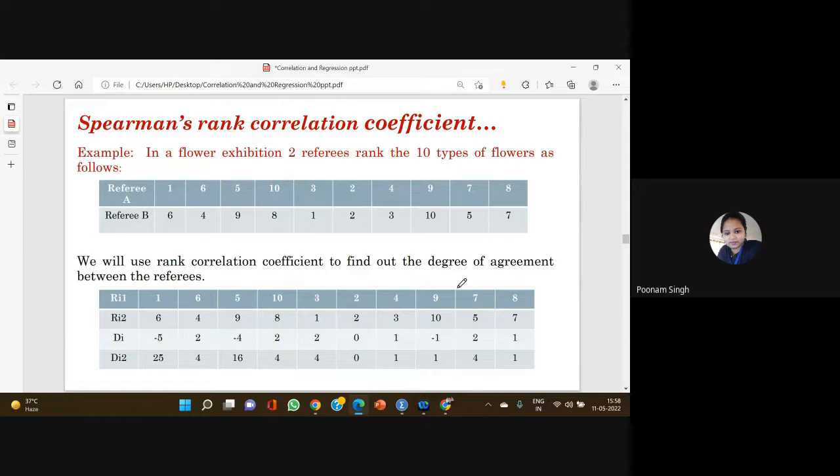Let's see this example. To calculate Spearman rank correlation coefficient, I have written this example. In a flower exhibition, 2 referees rank 10 types of flowers as follows. We will use rank correlation coefficient to find out the degree of agreement between the referees. So this is rank 1 and rank 2: ranks by referee 1, ranks by referee 2. Di is the difference between both the ranks, and di square is the square of the difference between both the ranks.